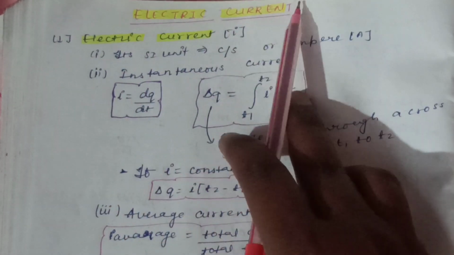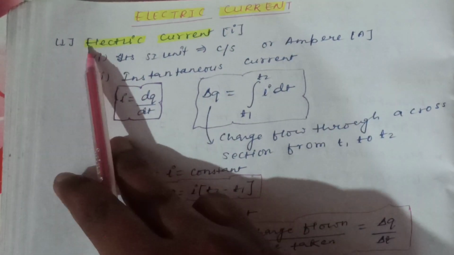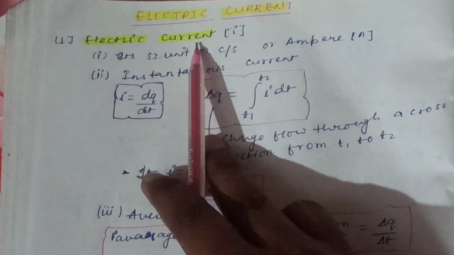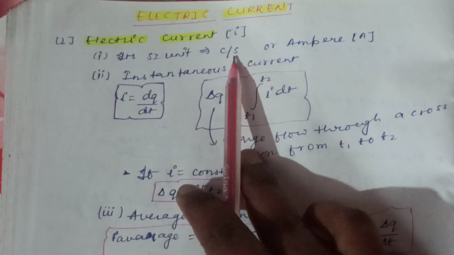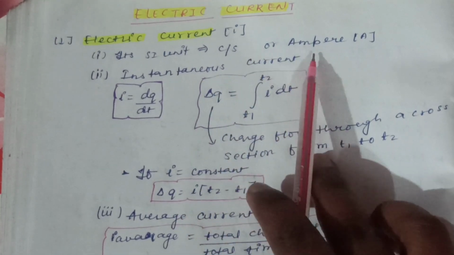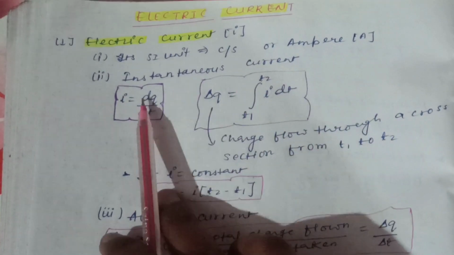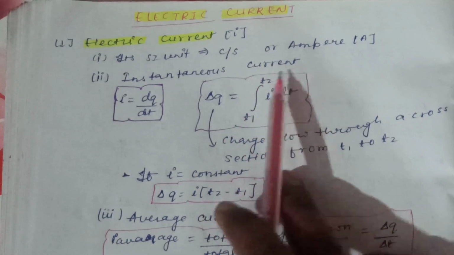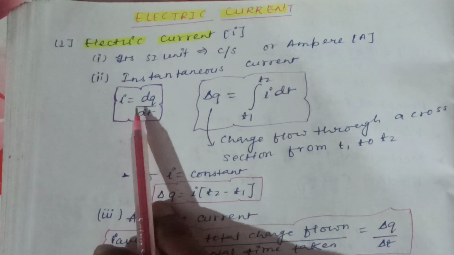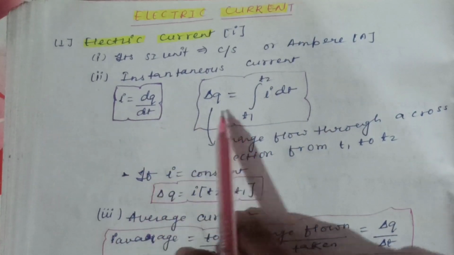Electric current I. Its SI unit is coulomb per second, or ampere (A). Instantaneous current I is equal to dq upon dt.